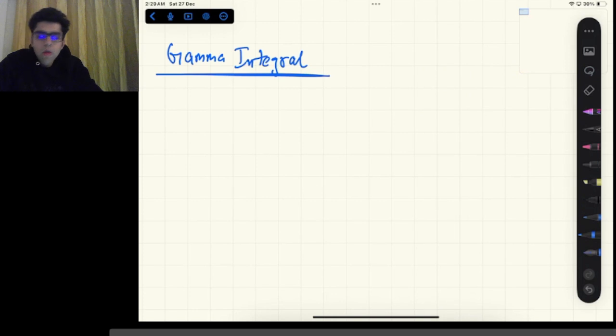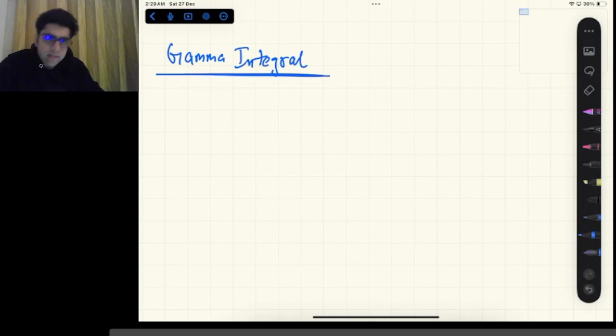So let's start now. I'm going to start with the gamma integral. I'm going to find the expected value, the variance, and the moment generating function of gamma distribution. But before that, I need to explain what the gamma integral is, right?